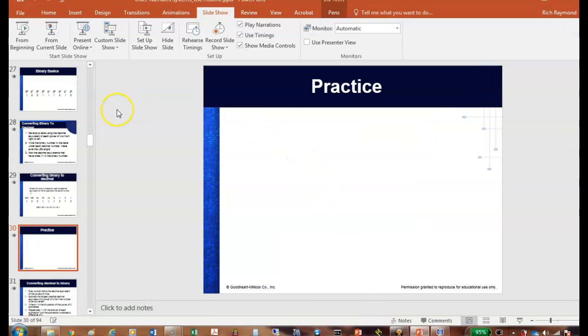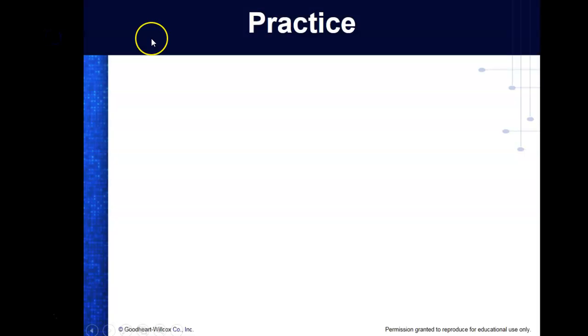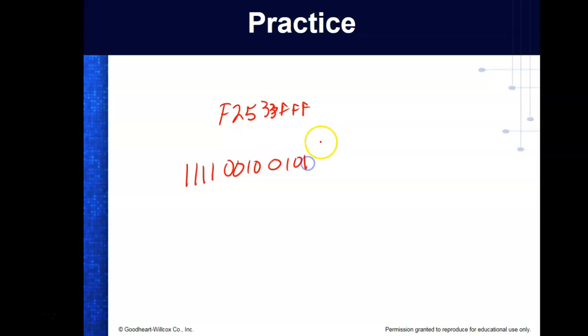Okay. So I could come over here now, and if I wanted to see the binary number, I understand it's hexadecimal, but if I wanted to see the binary number, F2 5 3 3 F F F, then that is F2, 5, 3, 3, F F F. So think about the computer trying to display this address for you in binary.